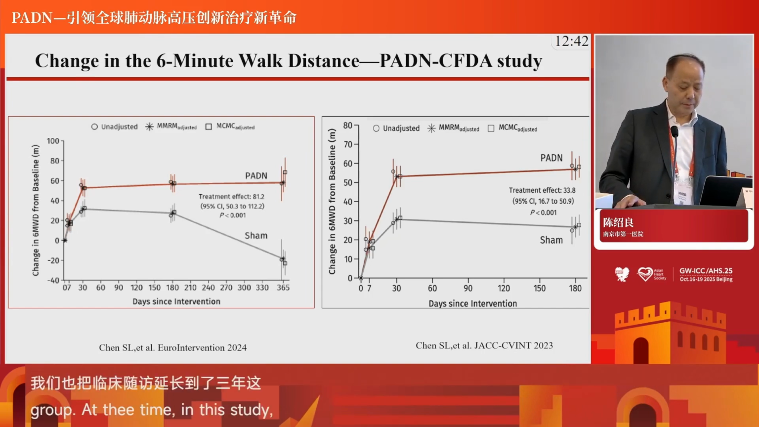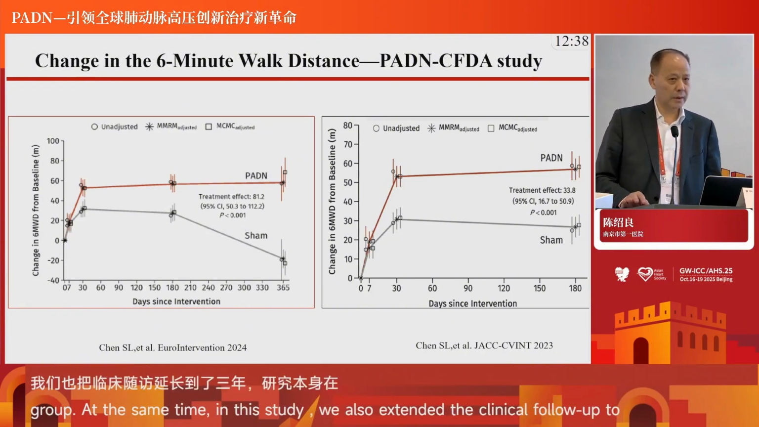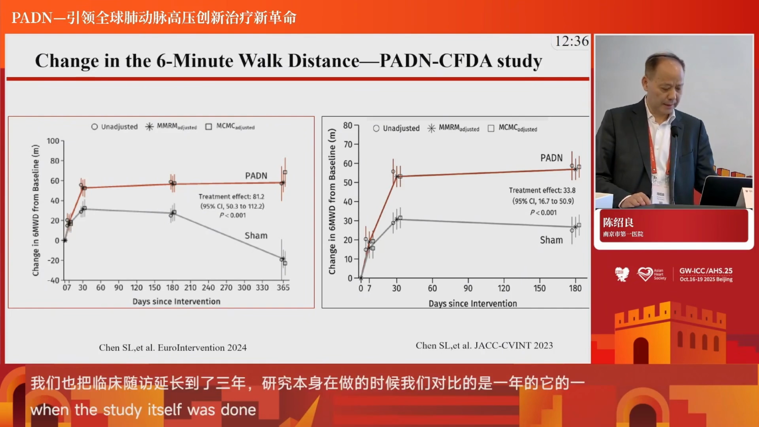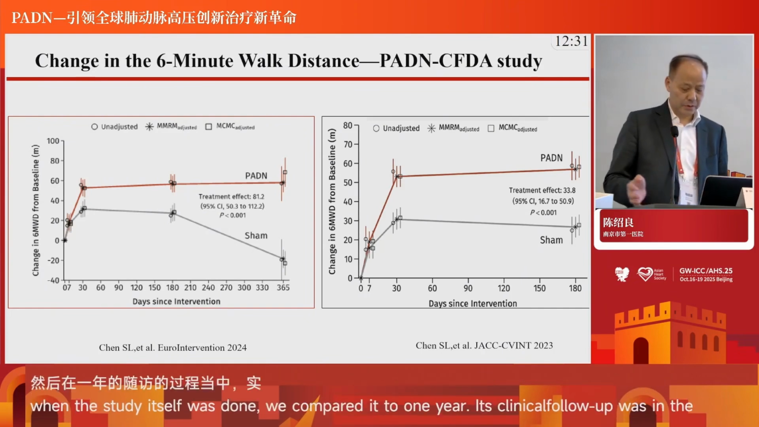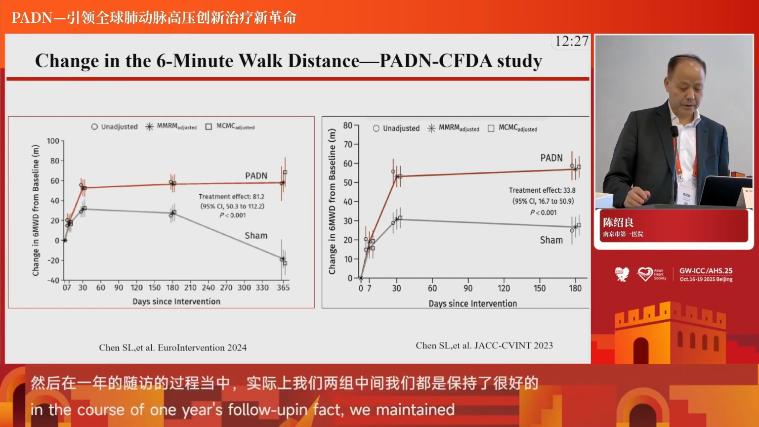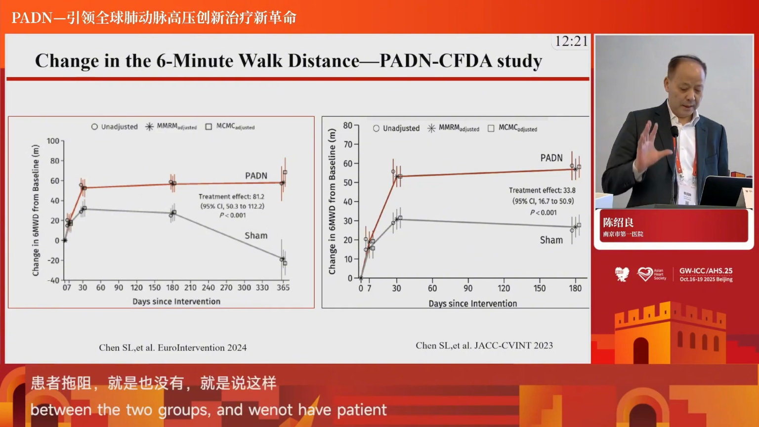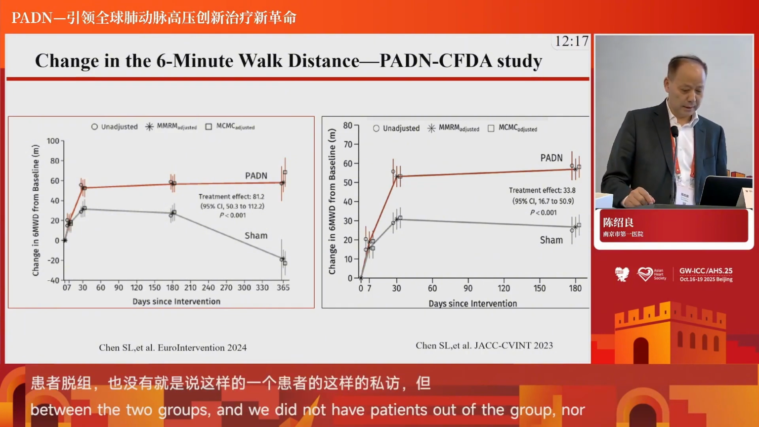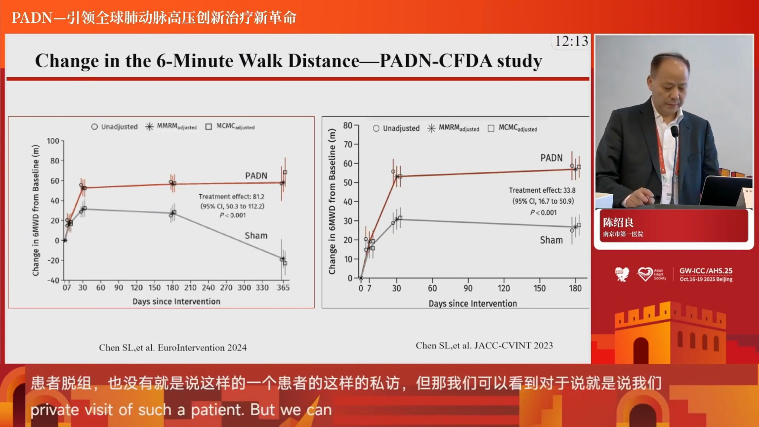in the sham group, after a very short, temporary increase in exercise capacity, after 1 month it tended to gradually decrease significantly, compared to the gradual increase in the PADN group. Finally, by 6 months follow-up, the absolute difference in 6-minute walk distance between the two groups was 33, almost 34 meters.